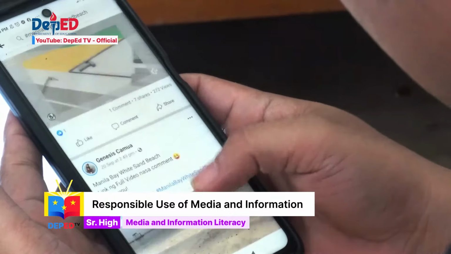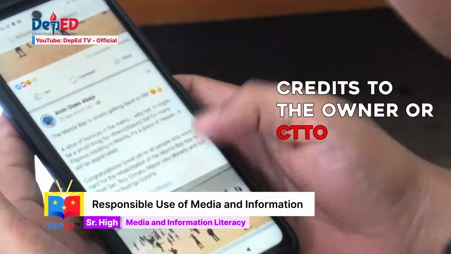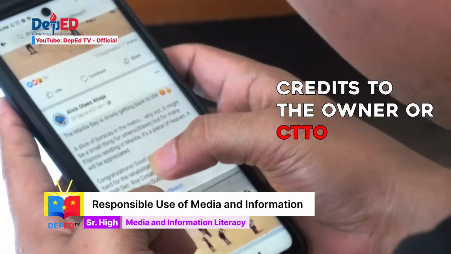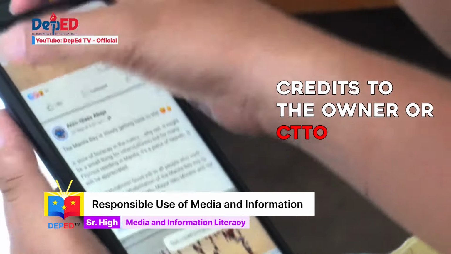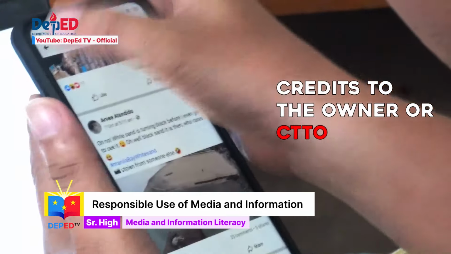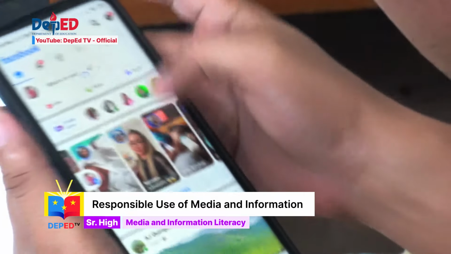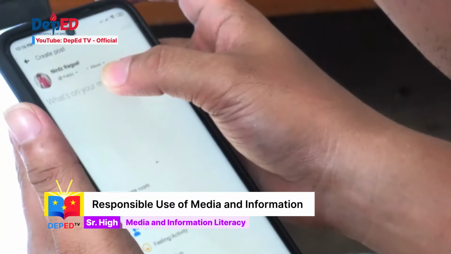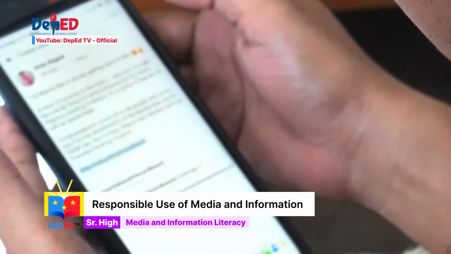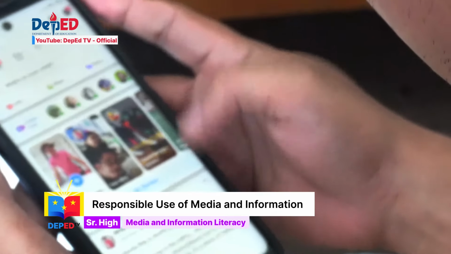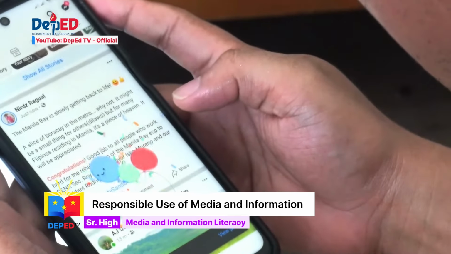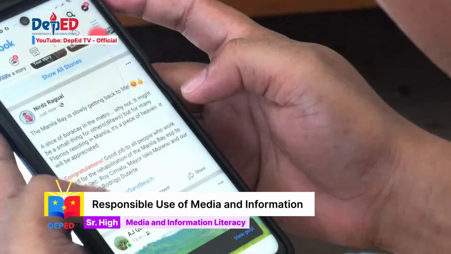I know you have already come across posts with credits to the owner or CTTO as their disclaimer of copying information, but social media has a share button, which you can just click if another person's idea is a lot like yours. Whereas this, when someone praises your copied post and you claim the recognition.